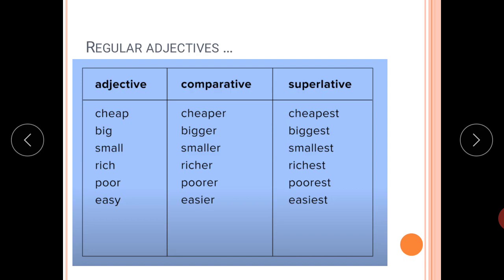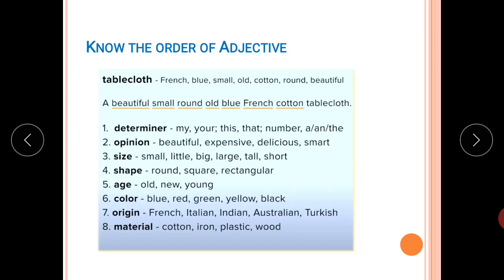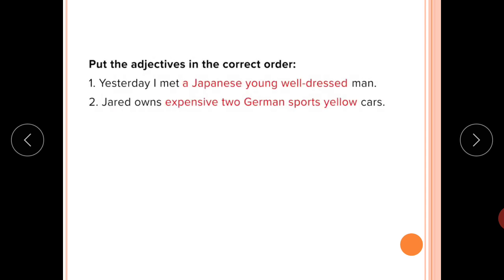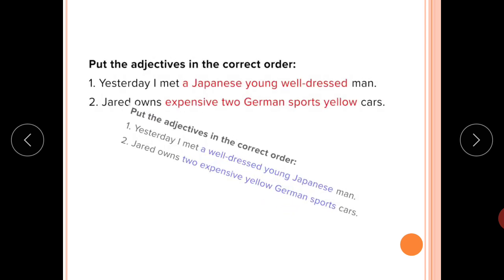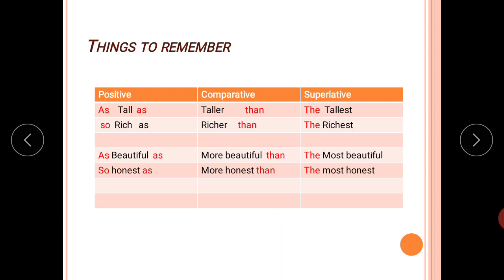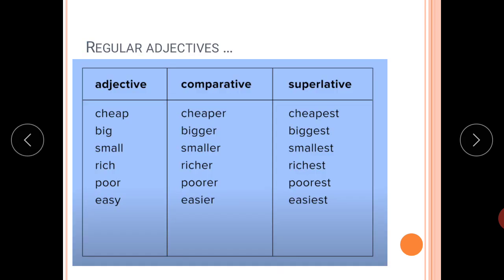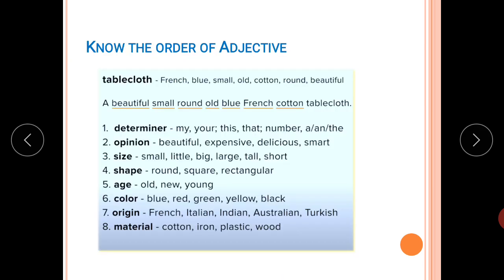Cheap, cheaper, and cheapest. But there are some other adjectives which are irregular adjectives. We'll talk about that later. Okay, then the next one is to know the order of adjectives.